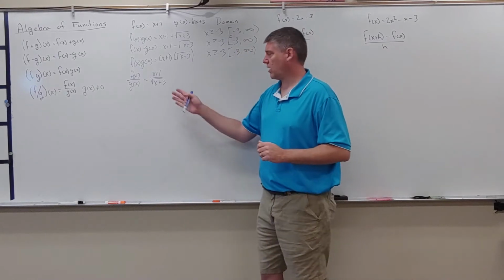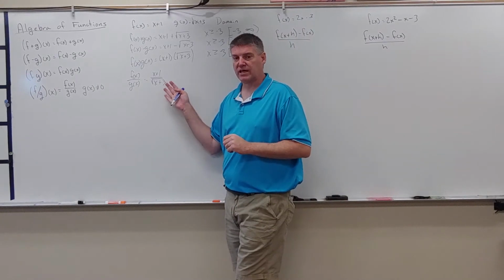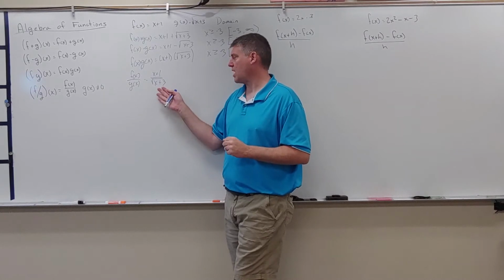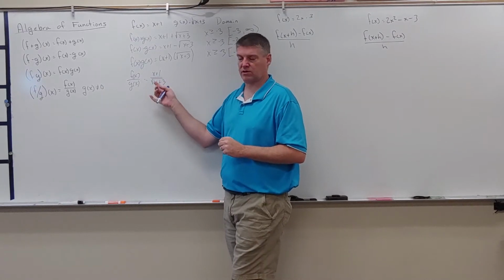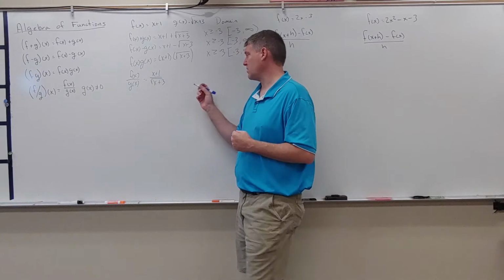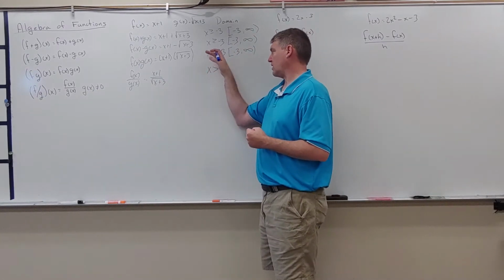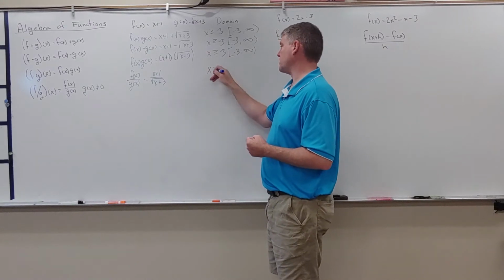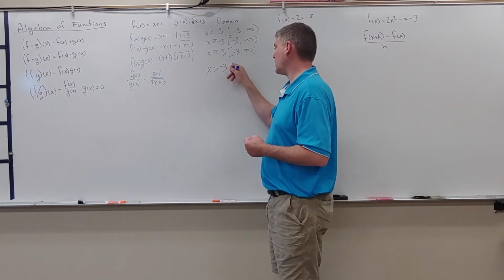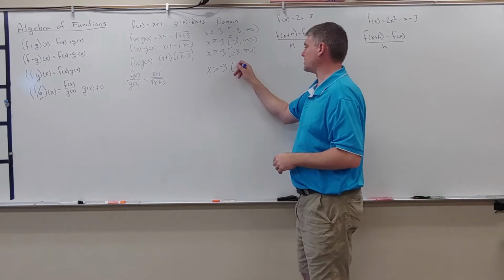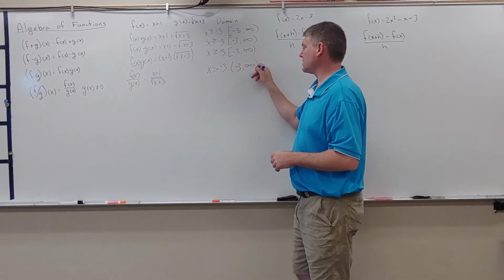But the problem is we also, because we're in a fraction, cannot have a 0 in the denominator. So the value that makes this 0 in the denominator is negative 3. So now my domain restriction changes from being greater than or equal to negative 3 to being strictly greater than. And so now my interval is going to change to parentheses.